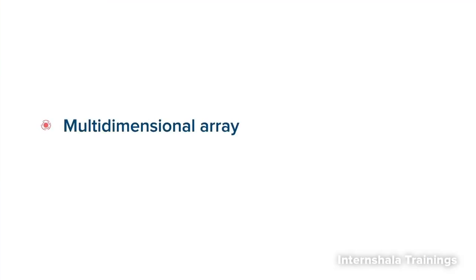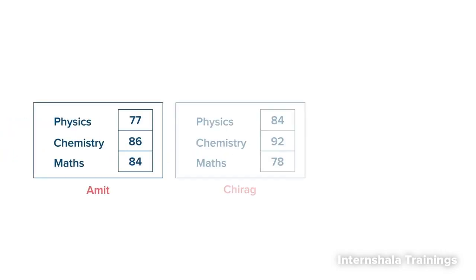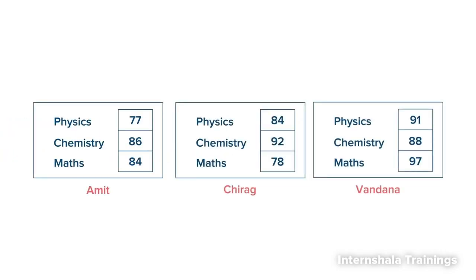Next, we have a multi-dimensional array. These are the arrays of arrays, which simply means each element of an array is also an array. These arrays can be of anything like integer or string or any other data type, but cannot be a combination of each other. Let us understand how we can define a multi-dimensional array with the help of this example.